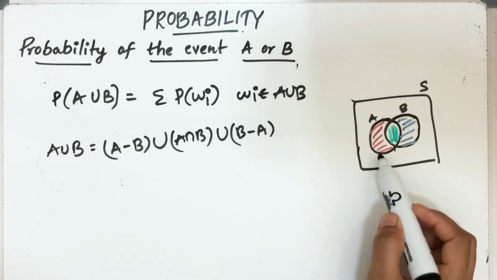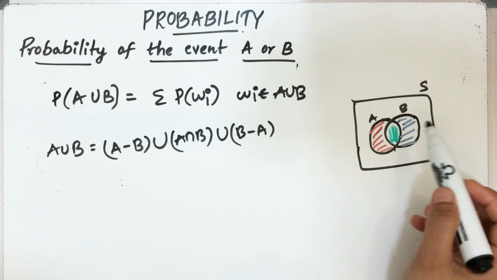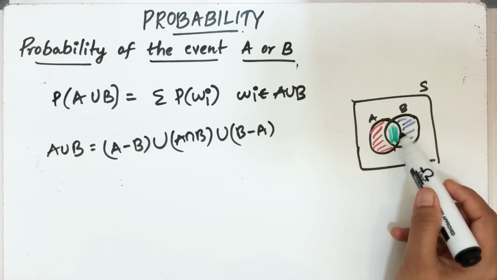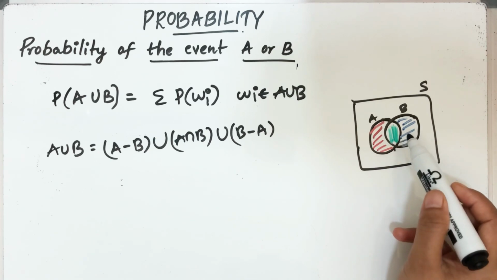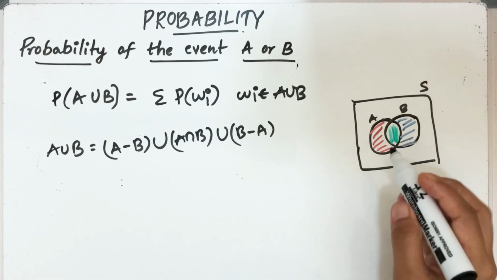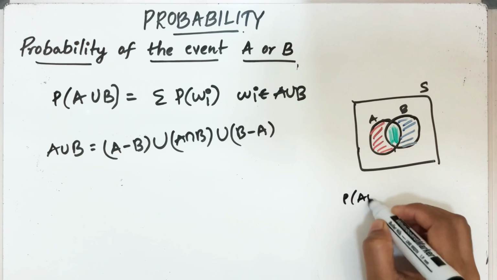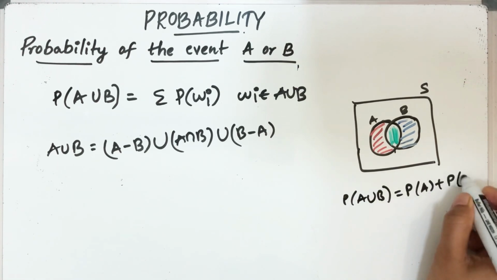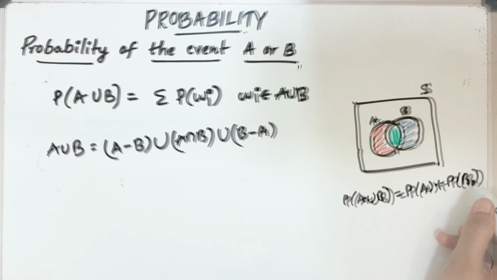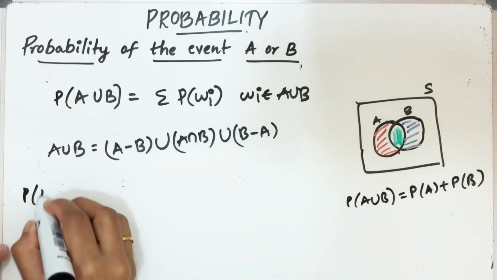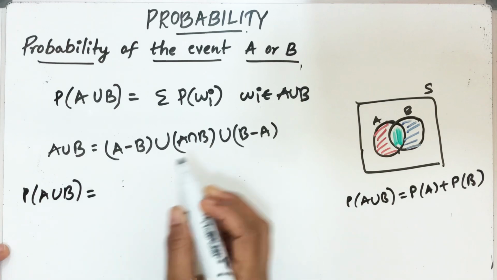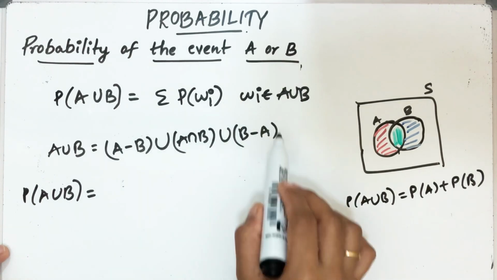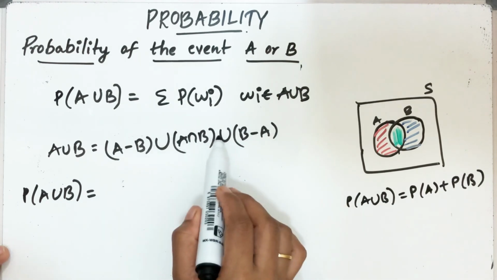See here, these three sets are mutually exclusive also. That is, this red portion has no intersection with these sets. Like that, these three sets are mutually exclusive. So by definition of probability, we know P of A union B is equal to P of A plus P of B if A and B are mutually exclusive. So we can write P of A union B is equal to sigma P of Wi, Wi belongs to A union B, but A union B is this set and all these are mutually exclusive.